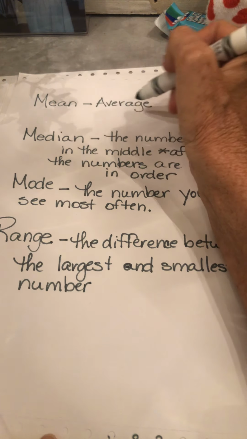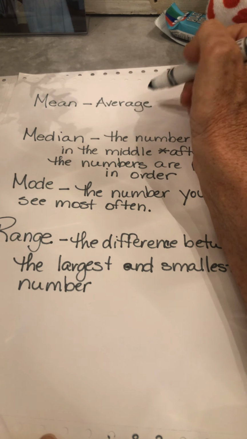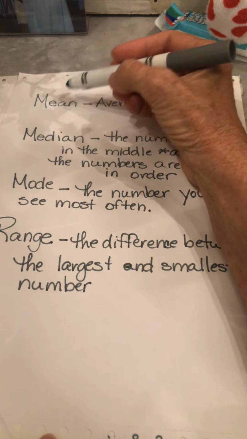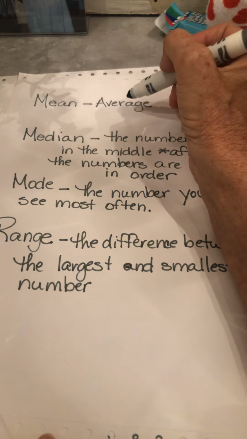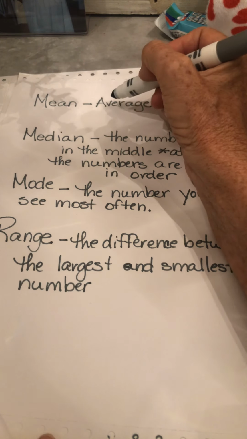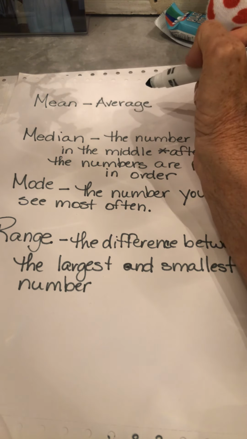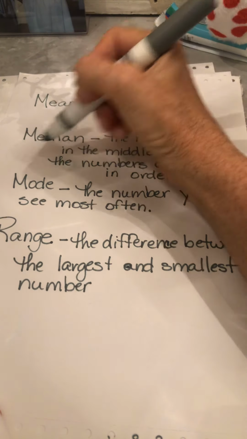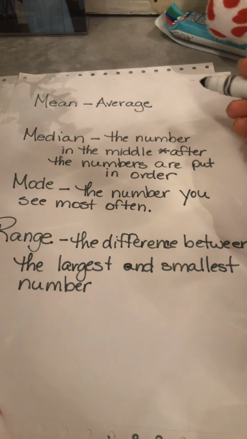So mean is the same as average. The way to remember it is your teachers are mean. How did they get your grades back when you were in high school? They figured out what your average was. They added up all your grades and divided by how many grades you had. So that's mean. Median is the number in the middle.